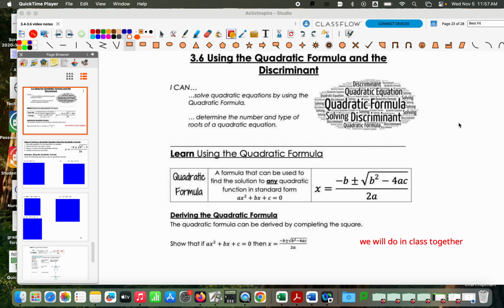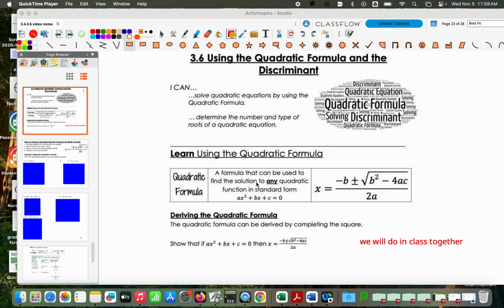In section 3.6, we'll be using the quadratic formula to solve quadratic equations. We'll also discover the discriminant here in just a little bit. Most of you should be familiar with the quadratic formula. You've seen it before. A, B, and C come from our standard form. A is always in front of x squared. B is the coefficient of the x term, and C is the constant all by itself.